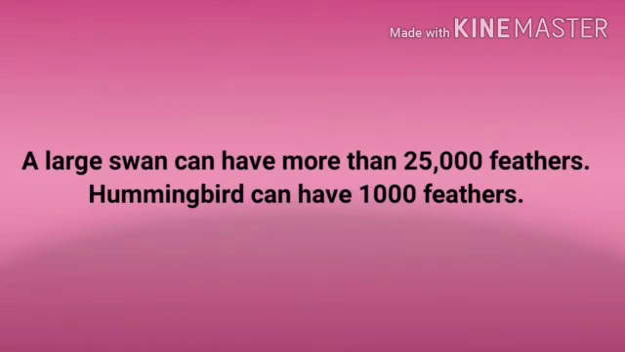A bird's body has thousands, more than 1,000 feathers present on it, and the feathers and wings are the most important or obvious parts of birds. A large swan can have more than 25,000 feathers. Means a swan has 25,000 feathers on it. On the other hand, hummingbirds can have 1,000 feathers.